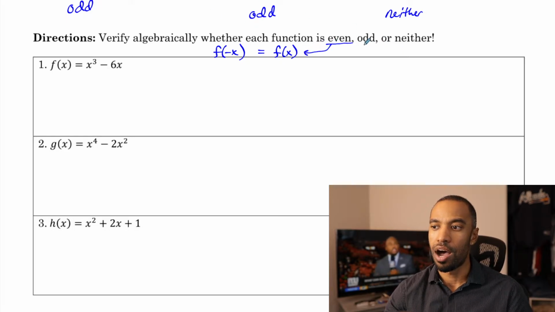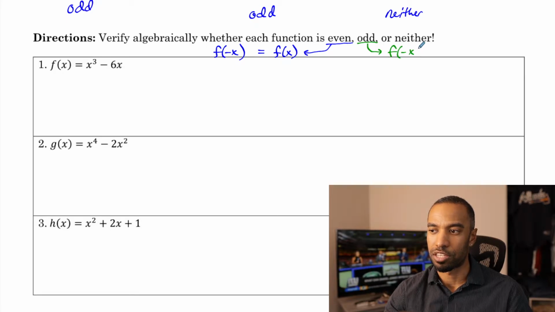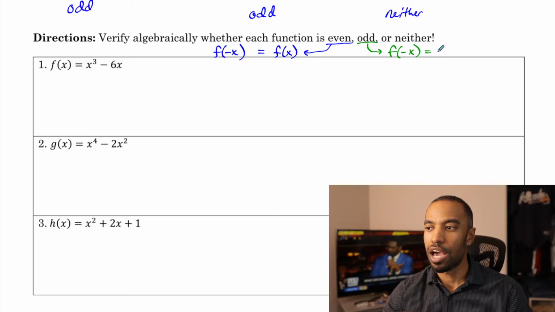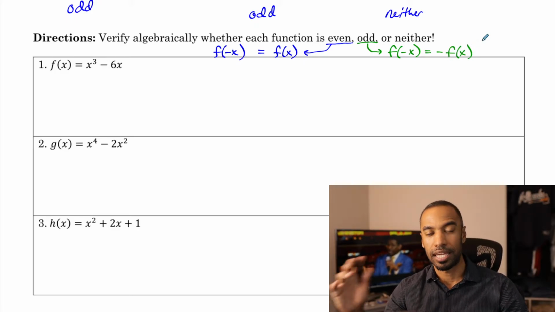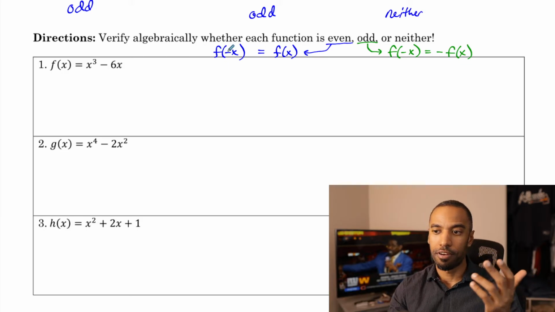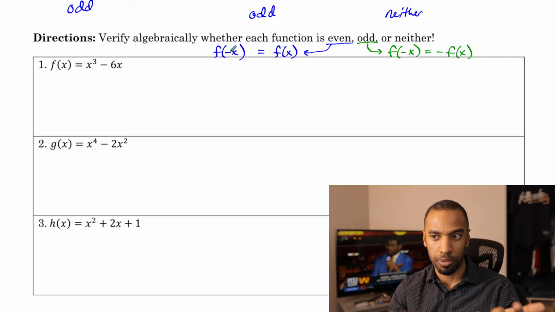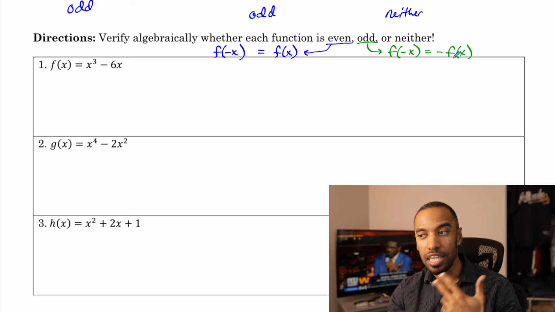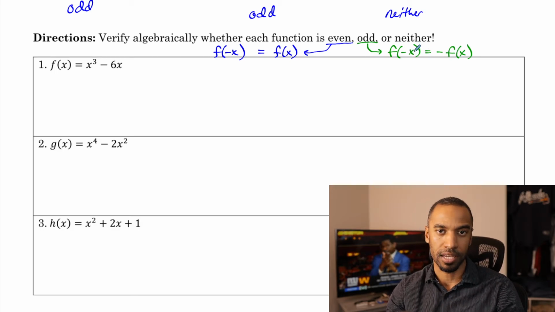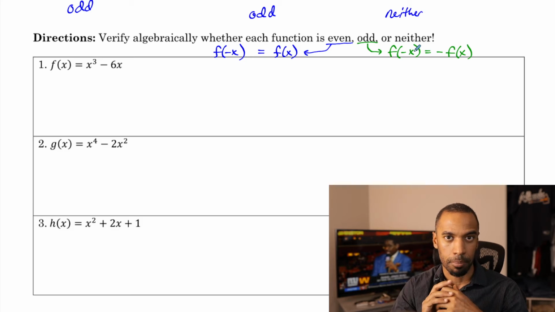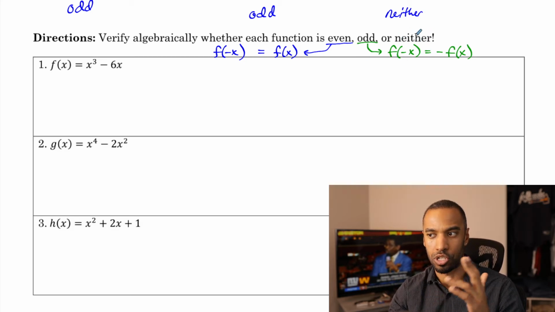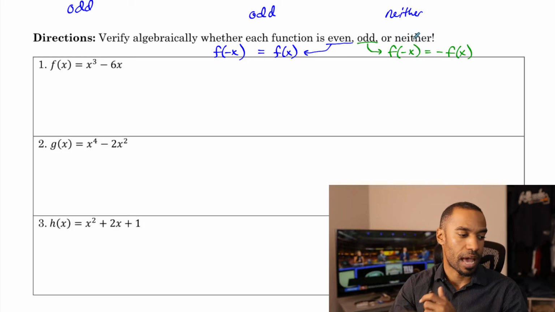If your function's odd, what happens is when you plug in your negative version of some x value, that needs to give you the opposite of the y value that you had when you plugged in your normal x value. You need to get the opposite sign. So even functions get the same y value when you plug in the opposite x. Odd functions get the opposite y when you plug in the opposite x. Neither is an instance where that doesn't happen. And remember, it could happen just even once, but you need it to happen all the time.